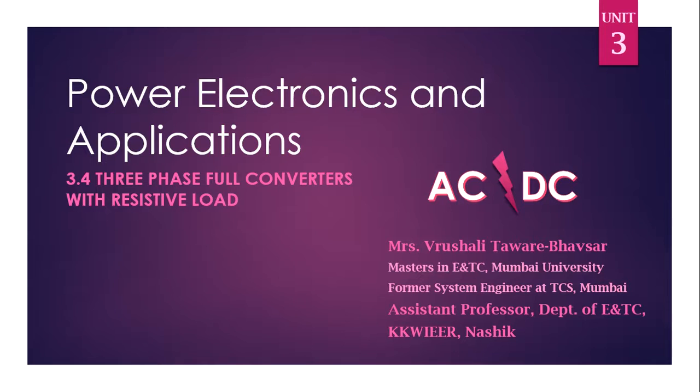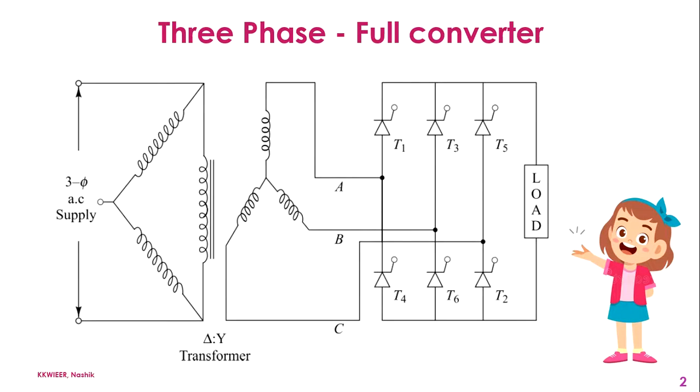In our last 3 videos we have seen the types of power converters, then the single phase full converter and single phase semi converter with resistive as well as inductive load. Now we will start with the 3 phase full converter. In this video we are going to see the 3-phase full converter with a resistive load as well as an inductive load.